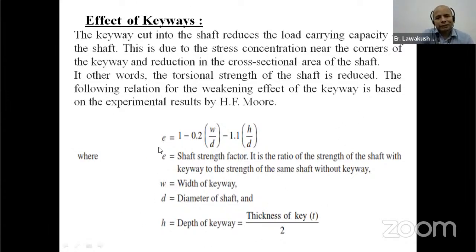effect of keyway. Small e equals 1 minus 0.2 into w by d minus 1.1 into h by d, where e is the shaft strength factor. It is the ratio of the strength of the shaft with keyway to the strength of the same shaft without keyway. w is the width of the keyway, d is the diameter of the shaft, and h is the depth of the keyway, which is equal to the thickness of key, that is small t divided by 2.